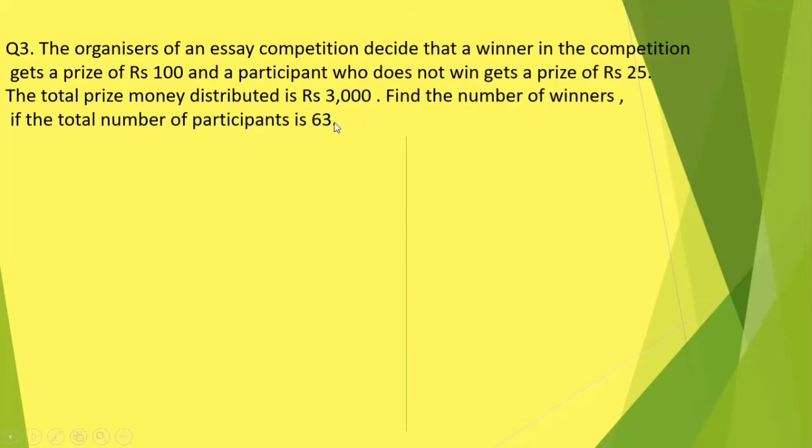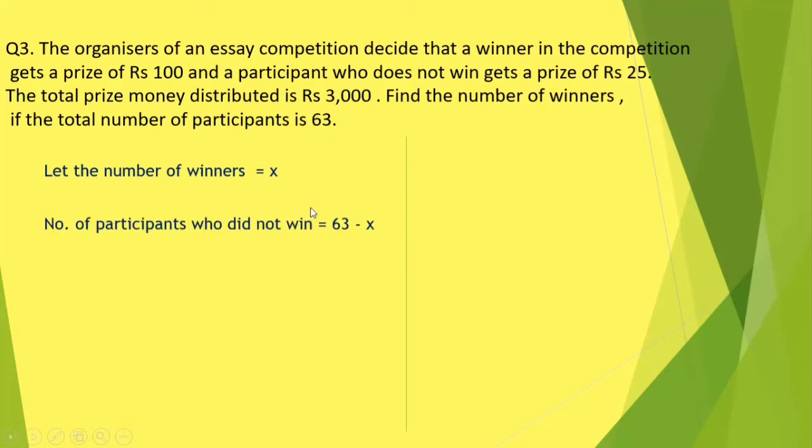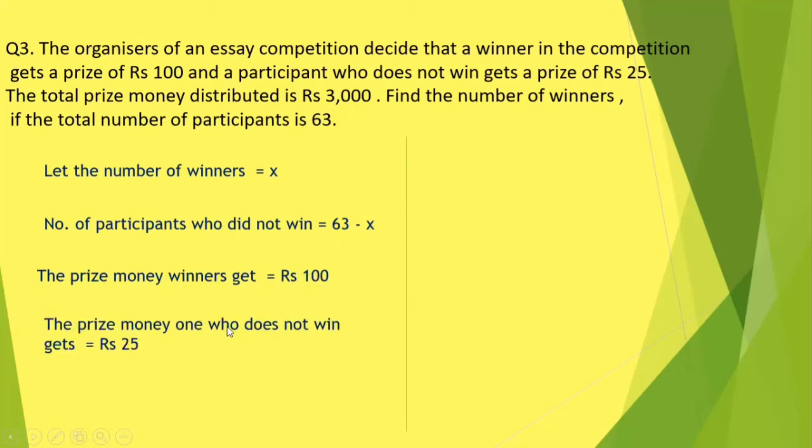Okay, now how do we decide that? Let us take the number of winners. What we have to find out? Number of winners. So let us take that as x. Number of winners are x and total participants are 63. So the number of participants who will not win will be 63 minus winners. Now the prize money that winners get is rupees 100. The prize money that those participants who do not win get is rupees 25. The total prize money is 3000.